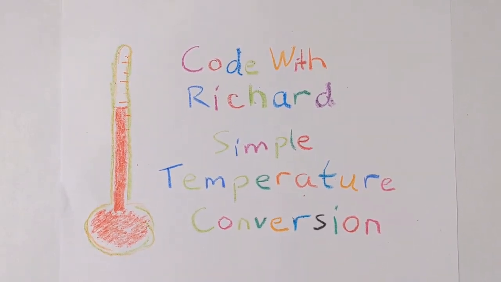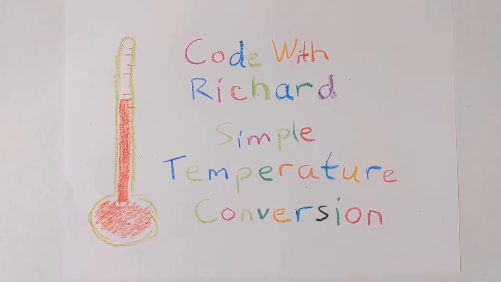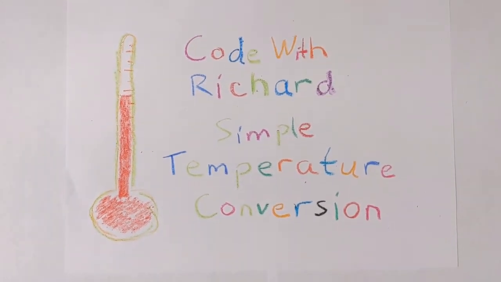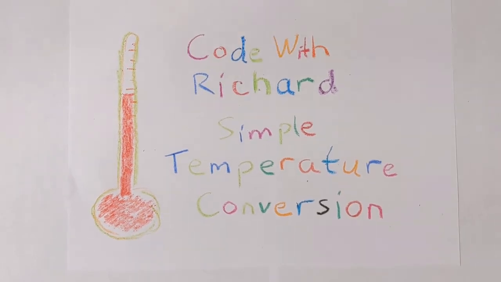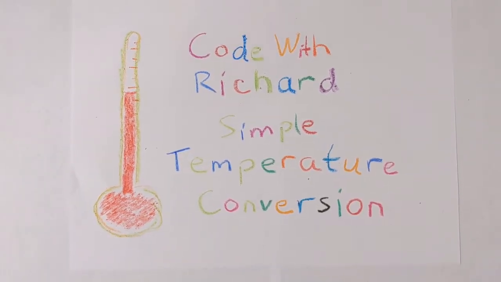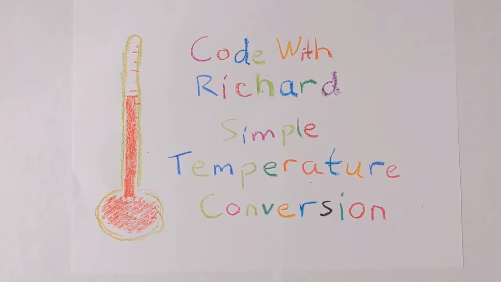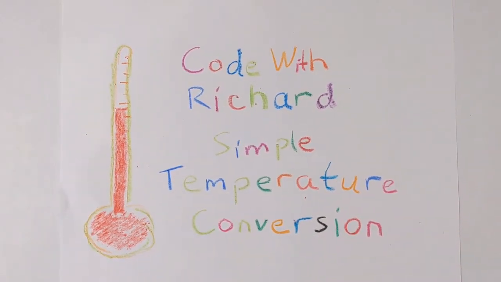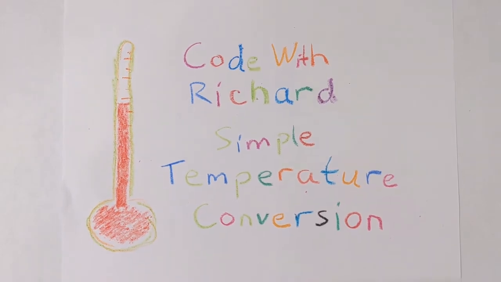This episode is simple temperature conversion, and I'm going to show you how to write a simple program to convert between Fahrenheit and Celsius, and also back from Celsius to Fahrenheit. In addition to getting more practice, I'm going to introduce functions and talk a little bit about why we use them. So let's get started.